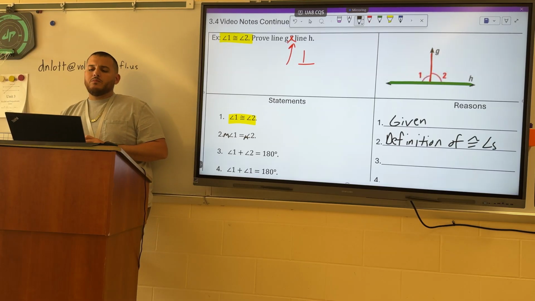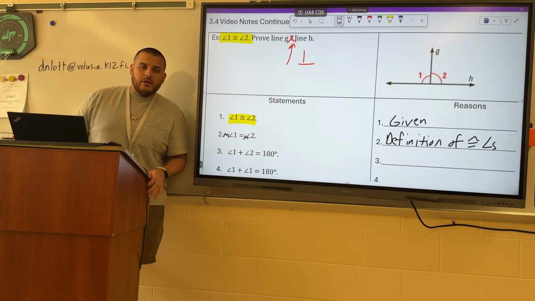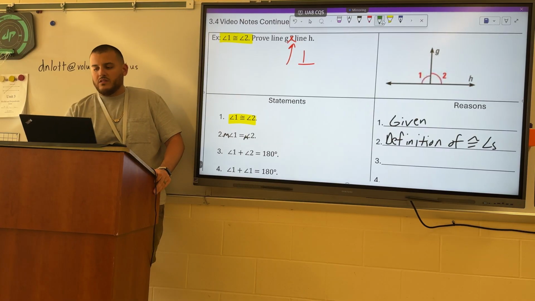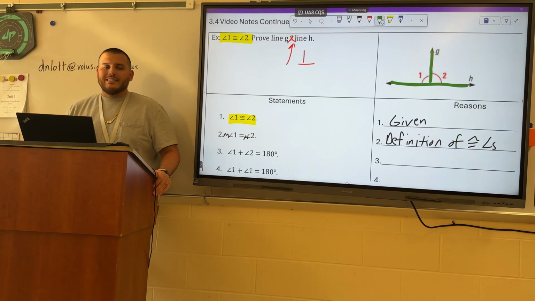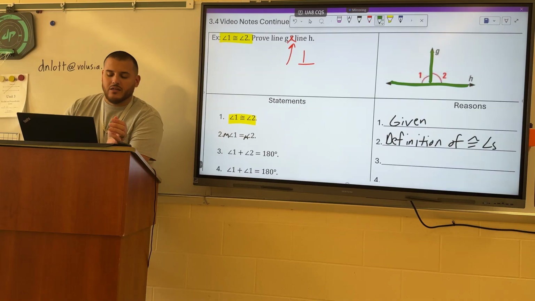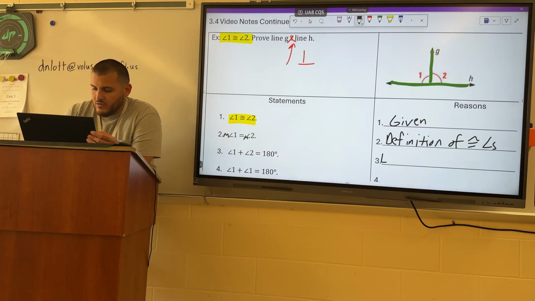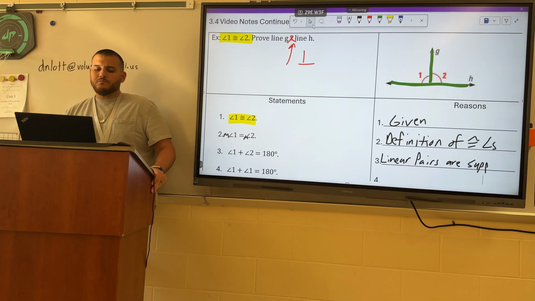Next, we're told angle 1 plus angle 2 equals 180 degrees. Well, this is an angle pair that we learned back in Unit 1 that we need to know. Unfortunately, students forget the name of this often. 1 and 2 here are side by side on a straight line. This is a linear pair. Linear pairs are supplementary to each other. So we can say 1 plus 2 equals 180 because we know linear pairs are supplementary to each other. I'm going to abbreviate, linear pairs are supplementary to each other.